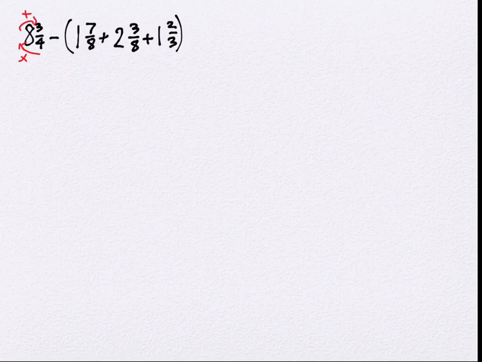So 4 times 8 is 32, plus 3, 35. So 35 over 4 on the outside, minus. On the inside, 1 times 8, 8 plus 7 is 15, so I have 15 eighths. 2 times 8, 16 plus 3, 19. And then I have 3 times 1 plus 2, 5. So they're all in improper form.